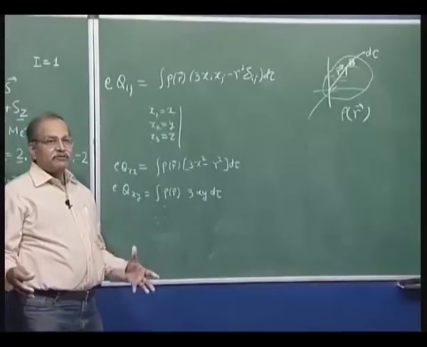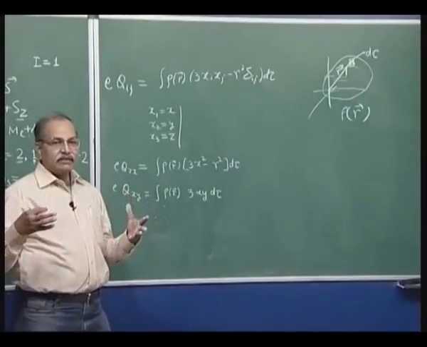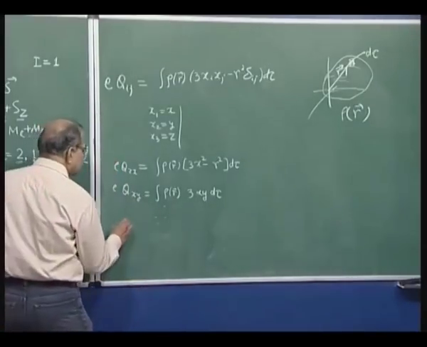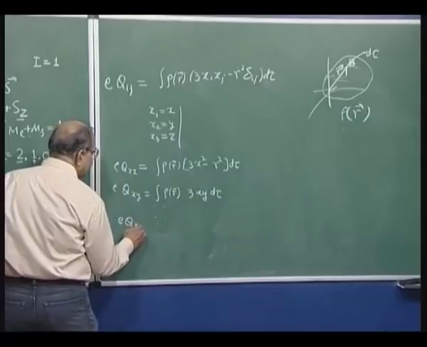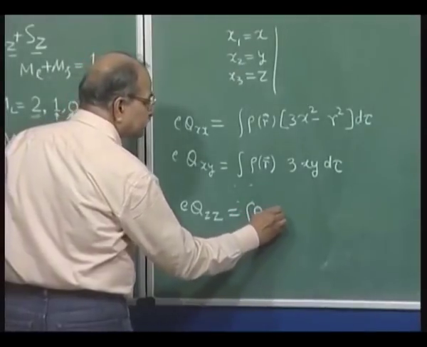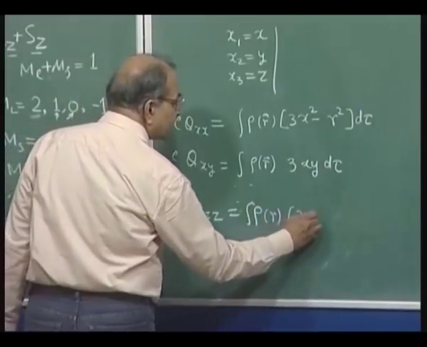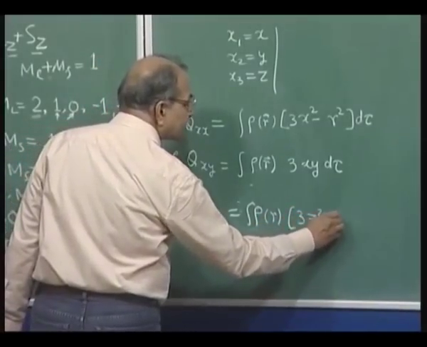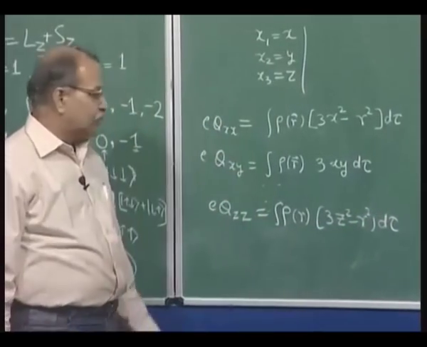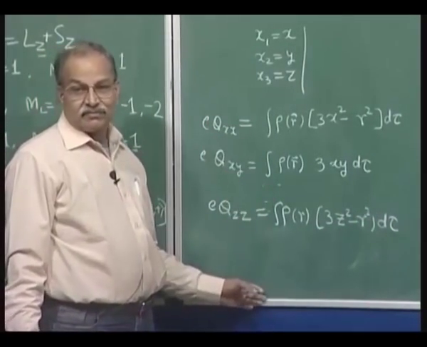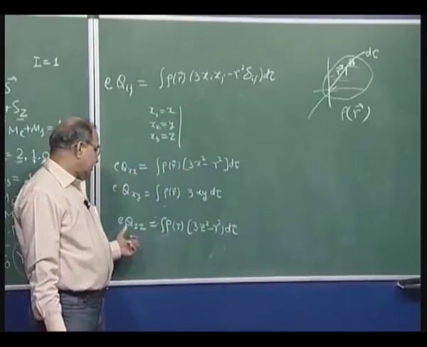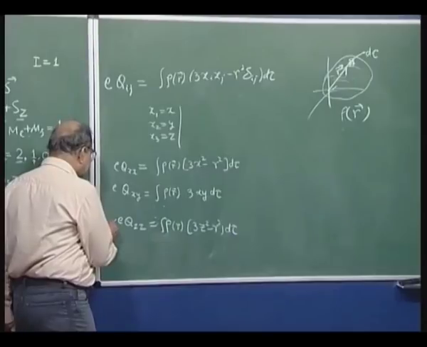Generally, in an experiment we measure q z z. E q z z will be rho r, then 3 z square minus r square d tau. You will have 9 of them, x x, x y, x z and so on. Experimentally, we generally measure this one.